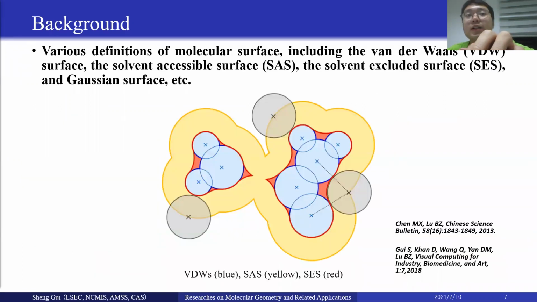So there are various kinds of definitions for molecular surface, including the van der Waals surface, the solvent accessible surface, SAS, and the solvent excluded surface, SES. These figures show illustrations of VDW, SAS, and SES.